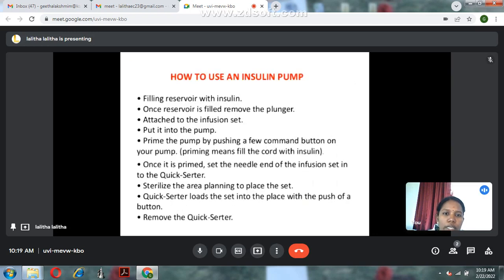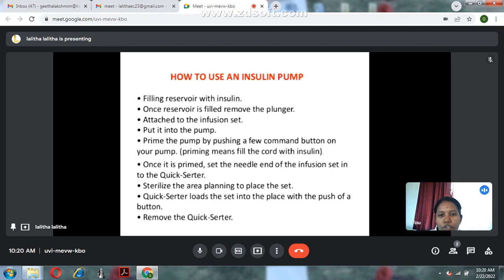Next, how to use an insulin pump. So how can we use the insulin pump on our body? Here, first, the reservoir is filled with insulin. Next, once the reservoir is filled, remove the plunger.